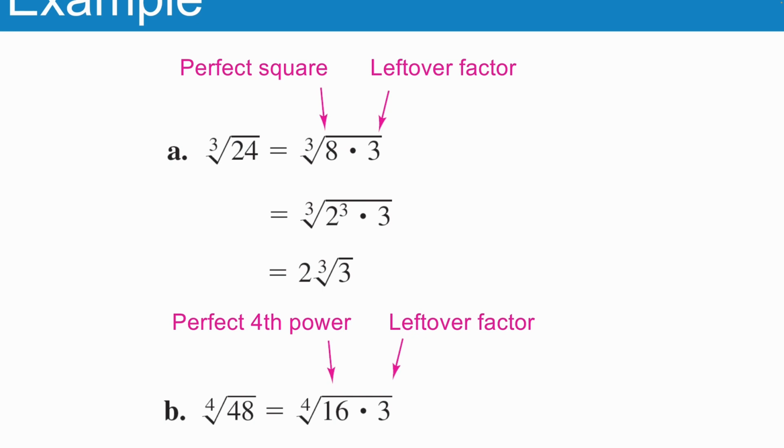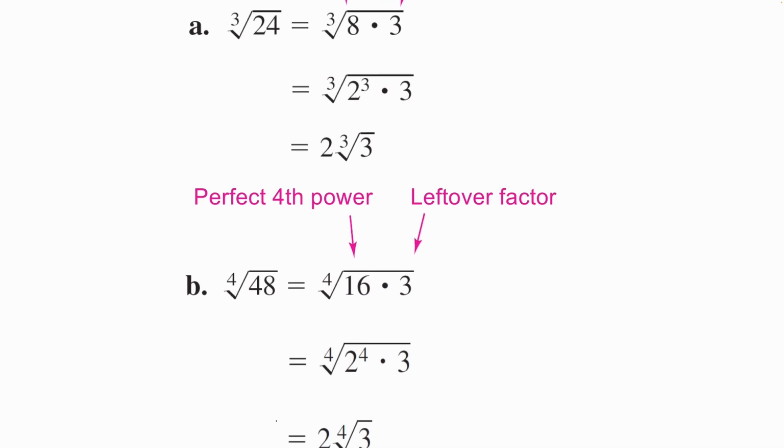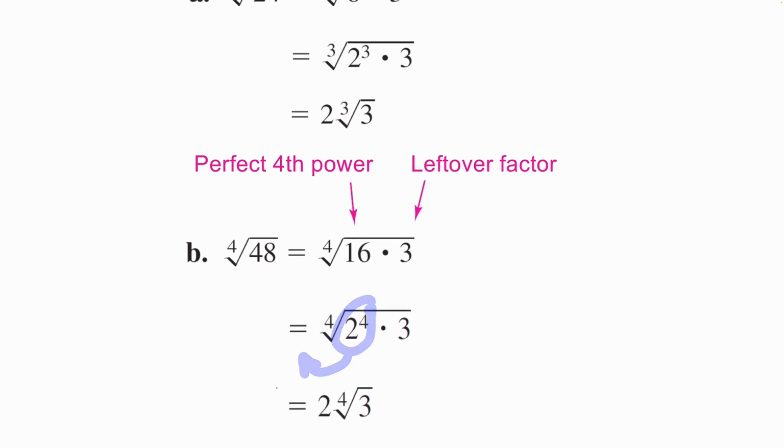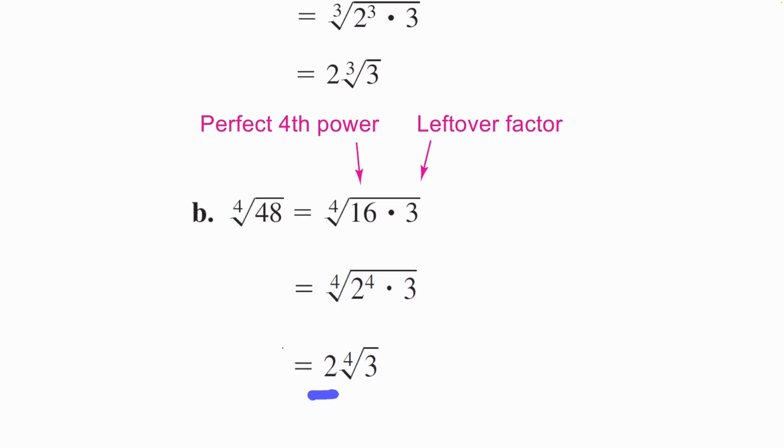And then for the fourth root of 48, you may have to use your calculator to kind of get the prime factorization of 48 going, but you'll realize that 3 can't be broken down, but the 16 is really 2 to the 4th power. So 2 to the 4th power can come out of the 4th, and so that'll be 2, and then the 4th root of 3.